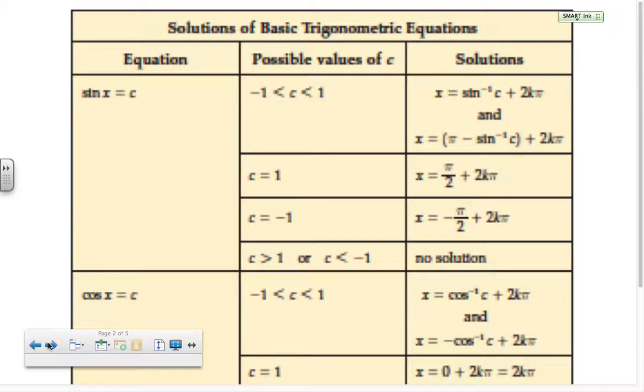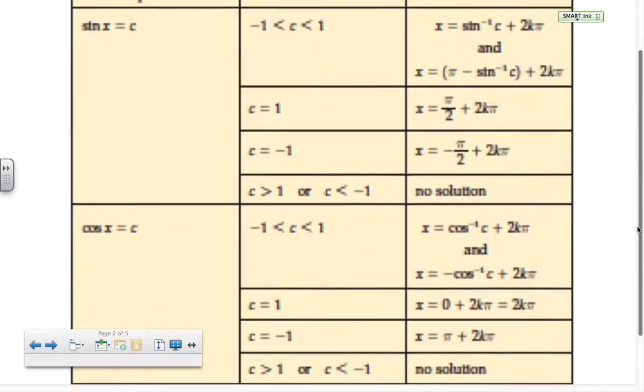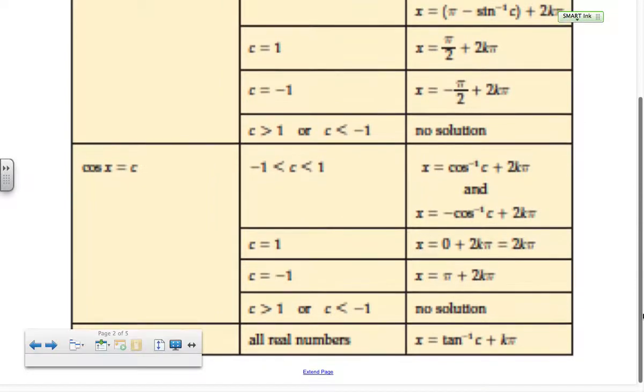Now we're going to look down at cosine for a moment. Cosine has the same boundaries. So cosine is between -1 and 1. But notice that the solution is a little different. We still have the cosine inverse of c plus 2k pi. However, the second solution is, instead of pi minus, negative cosine inverse of c plus 2k pi.